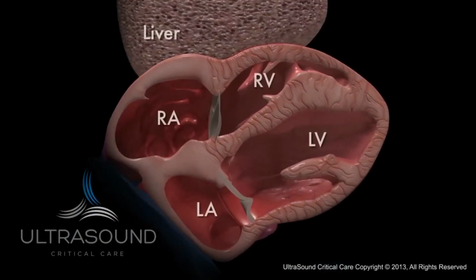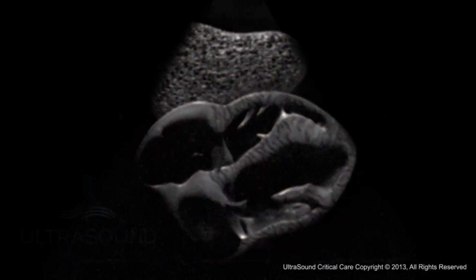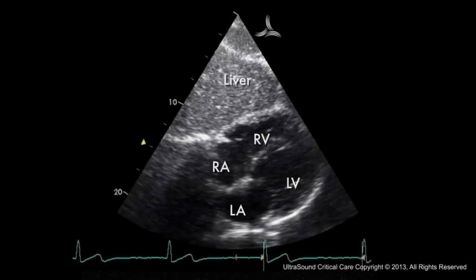You will note the liver at the top of the screen with the 4-chamber view below. The chambers are labeled for each structure.